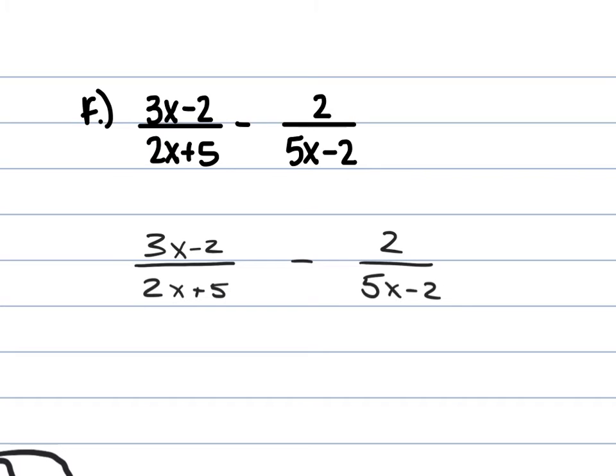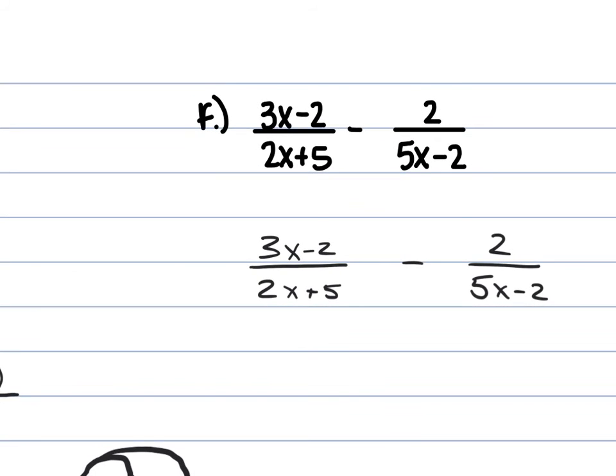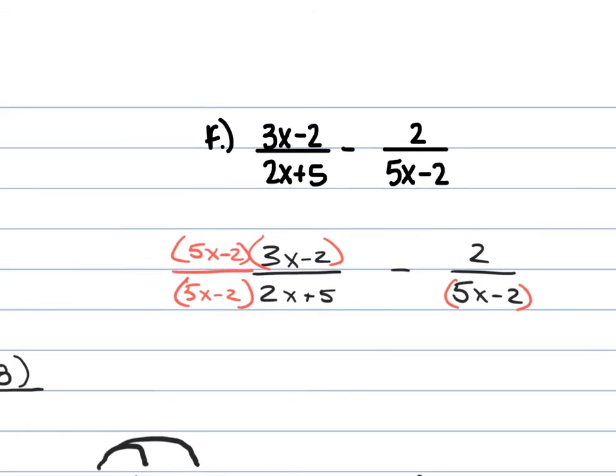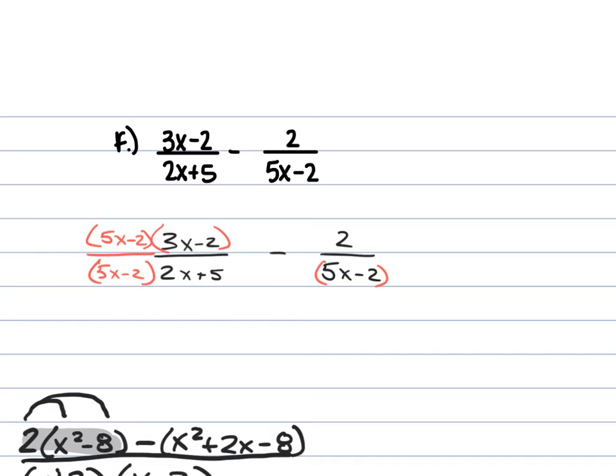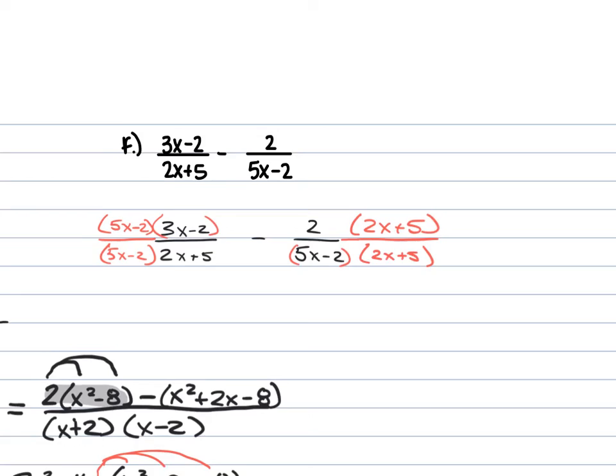So what things need to be multiplied by what? 2x plus 5 over, I think 2x plus 5 times 5 is good. Okay, so the one on the left is missing a 5x minus 2. So let's add a 5x minus 2 over here. But then you have to multiply both the top and bottom by 5x minus 2. The one on the right is missing what? 2x plus 5. Okay, so it's missing a 2x plus 5. Now they have the same denominators.